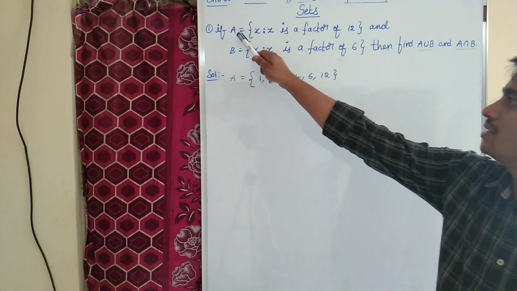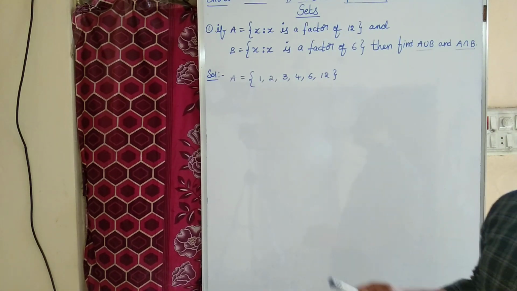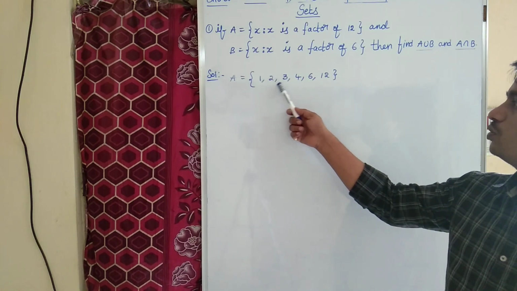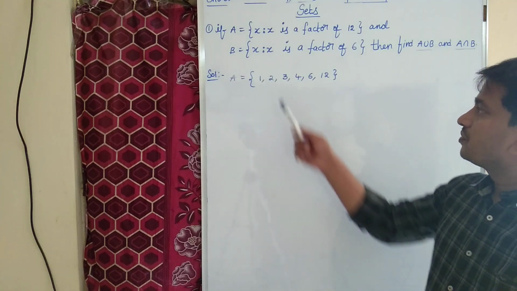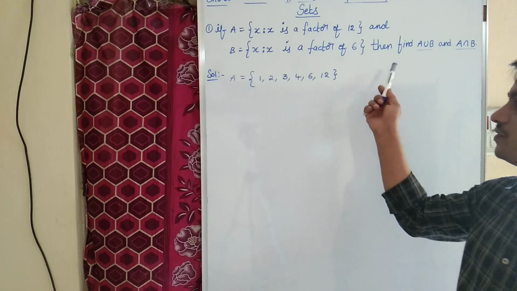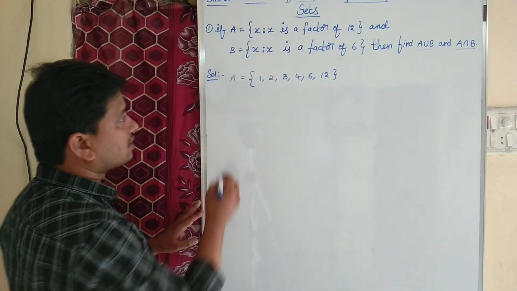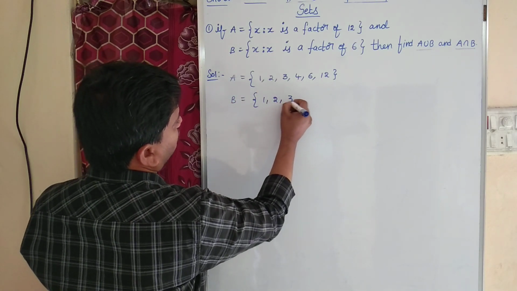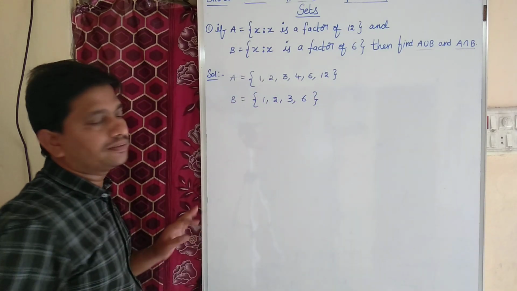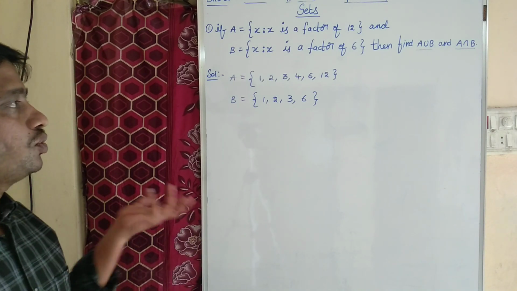Set A is x such that x is a factor of 12. The factors of 12 are 1, 2, 3, 4, 6, 12. Now coming to set B, x such that x is a factor of 6. What are the factors of 6? The factors of 6 are 1, 2, 3, 6. Got it?